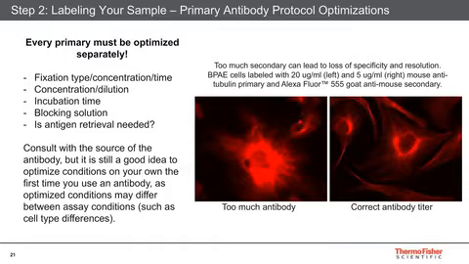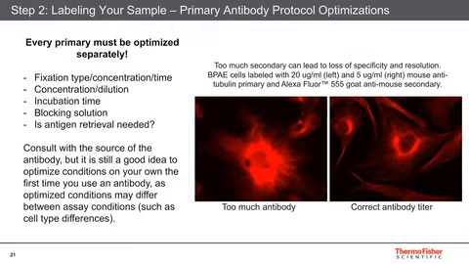Second, every primary must be optimized separately. There's a lot of protocols out there, and I can't tell you how many times I talk to customers who are using a protocol that they've just always used with every antibody. And I'm here to tell you, you definitely don't want to do that because every antibody is a little bit different. There's even lot to lot variability from a supplier. So you definitely want to optimize the fixation time and which fixative you want to use and the time for it. Very much the concentration or dilution of your antibody.